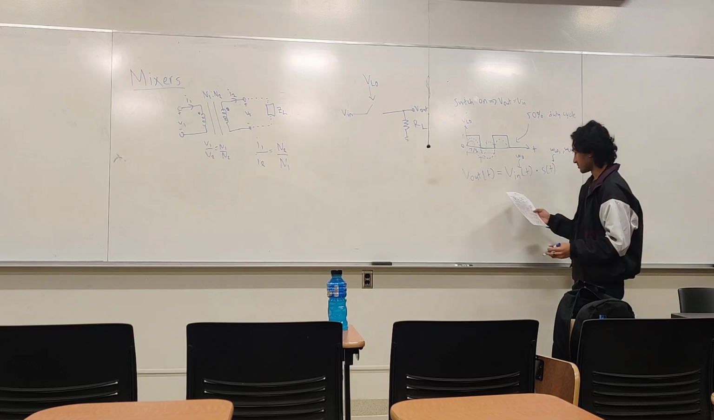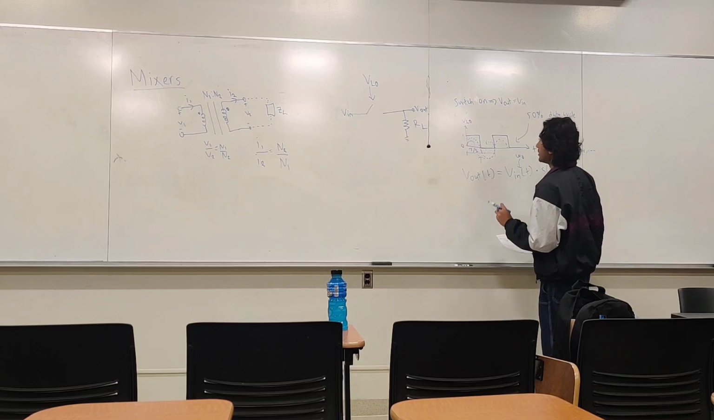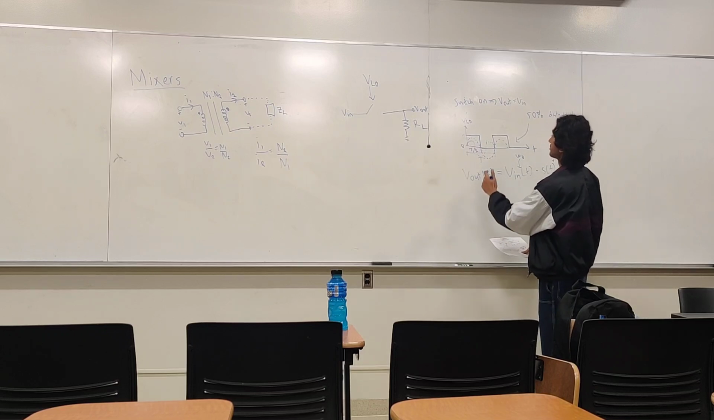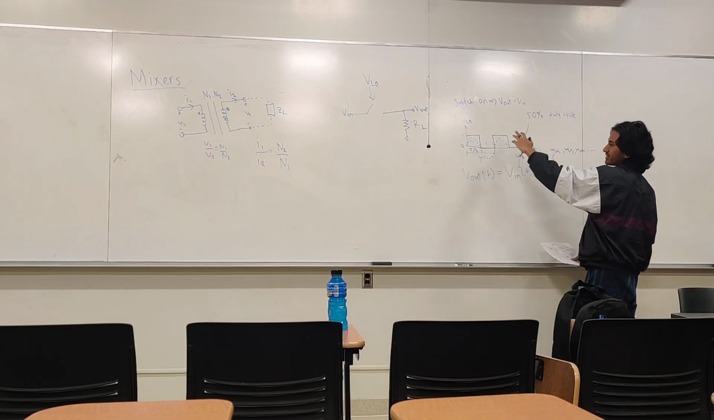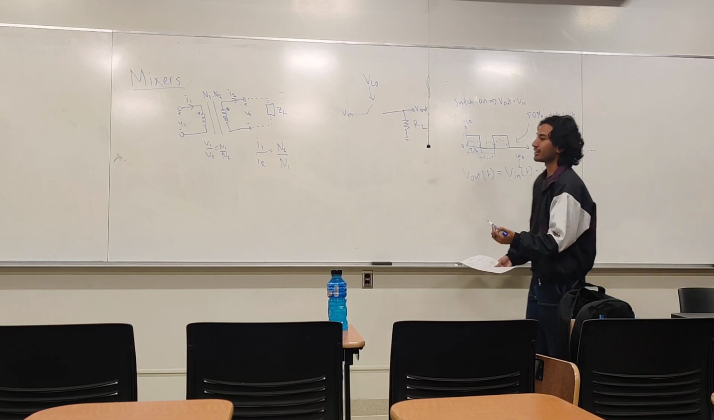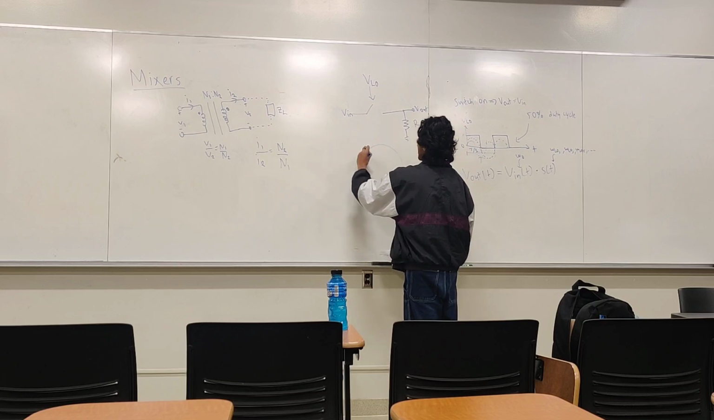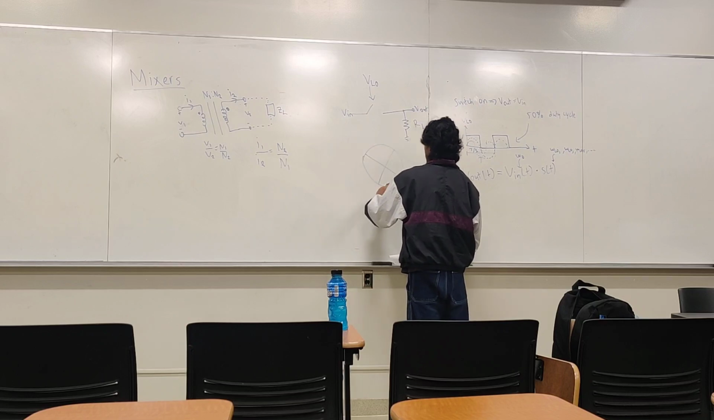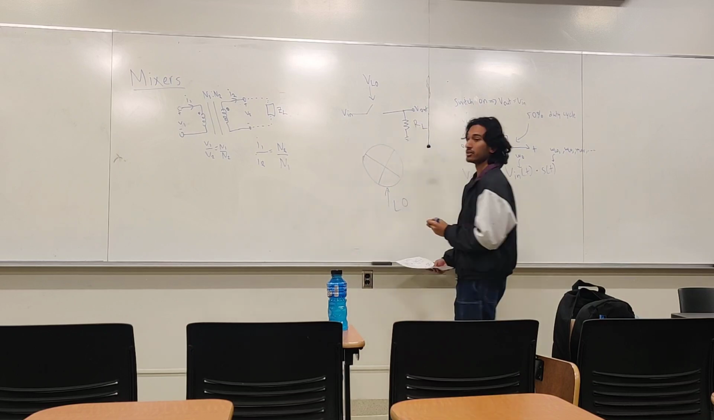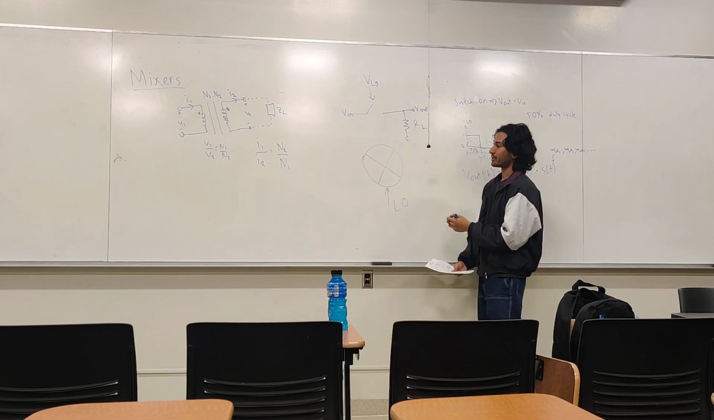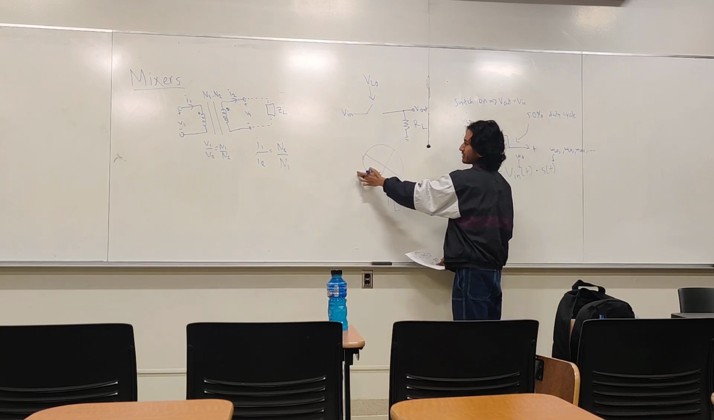But first, I just want to draw one more diagram for you before we get into that. So this is what an ideal mixer is. You have this switch. If you want to draw it as far as a schematic diagram goes, it looks like this. We have our LO, and we're going to have one signal here and one signal here, right?